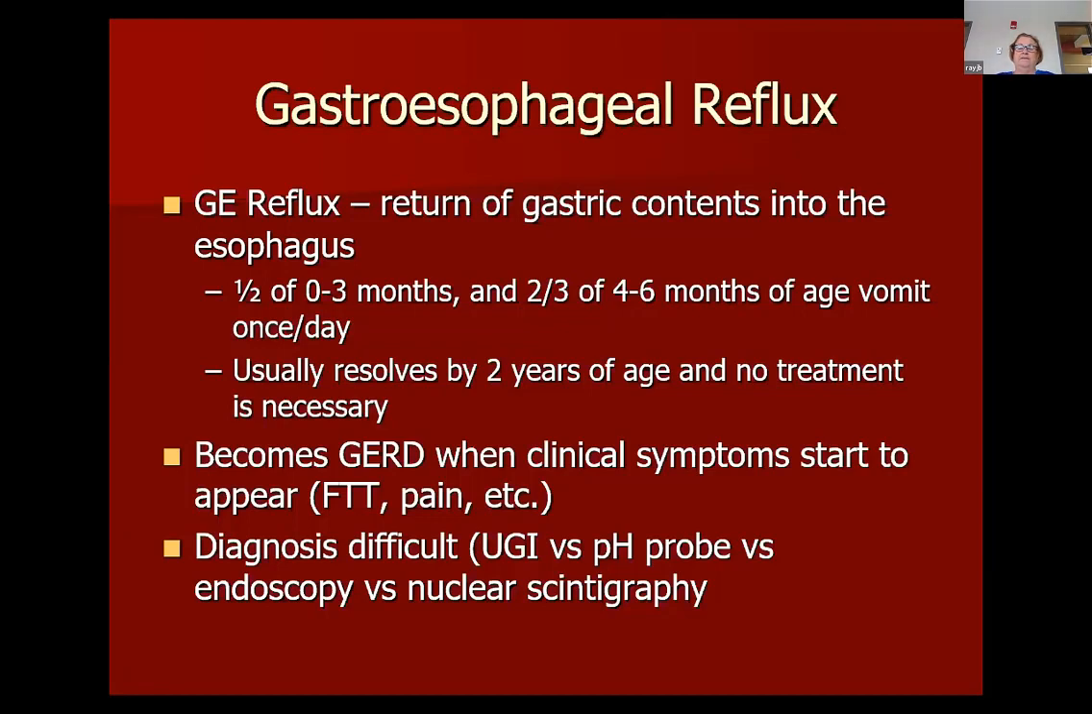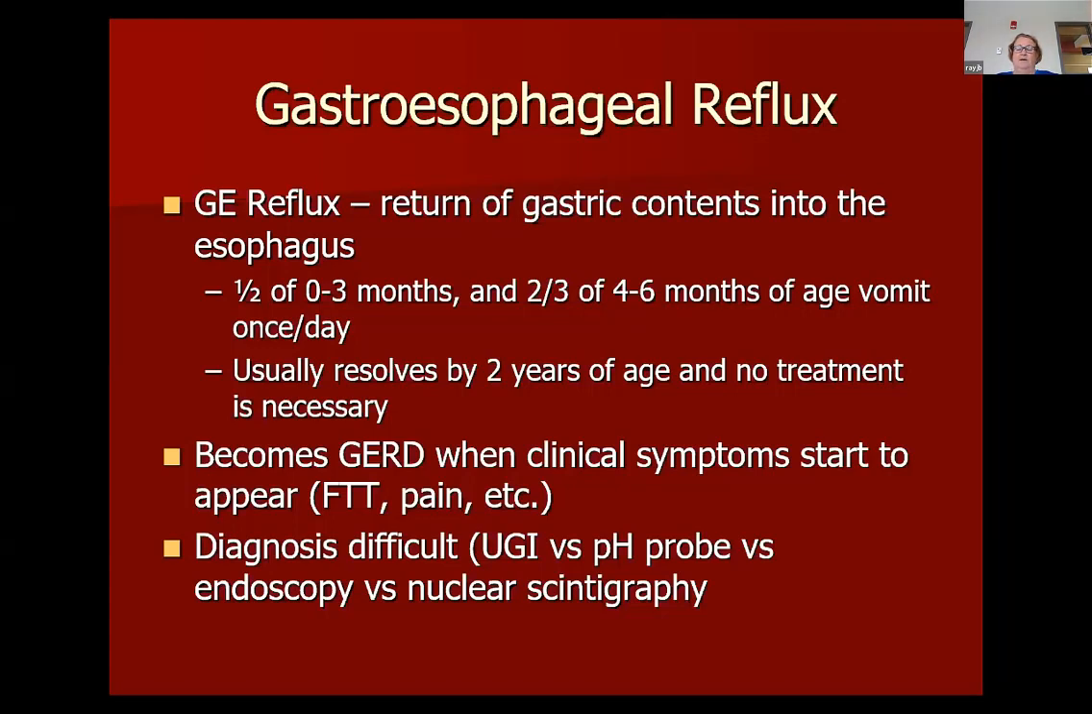And then it says 2/3 of 4 to 6 month olds. That's just because, once again, when you get up to a certain volume, you have an increased risk of reflux, particularly if they're taking their bottle or breastfeeding and gulping at it, so they swallow more air. If they have a tendency to reflux, it's going to come back out because there's only so much volume in the stomach, and you add the liquid and you add the gas to it, and that's what happens. Usually it resolves by 2 years of age and no treatment is necessary.